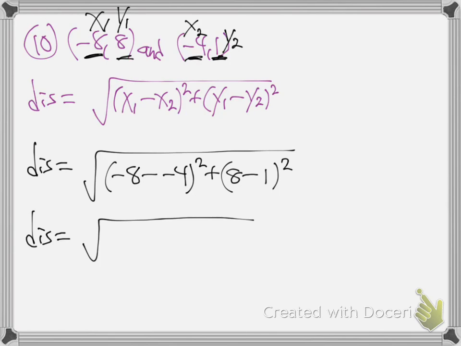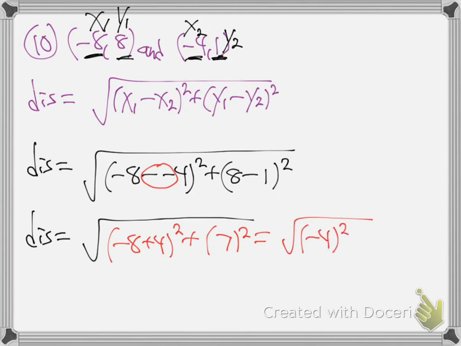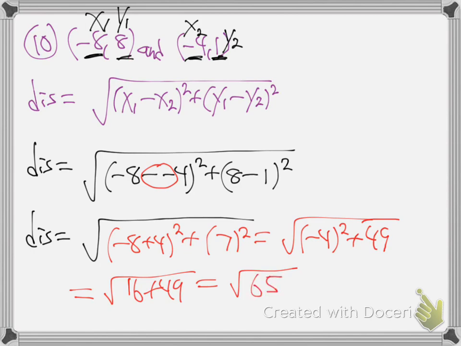Okay, and then double negative here is positive. And this is 7 squared, so that's the square root of what? Minus 4 squared plus 49, which is the square root of 16 plus 49. Square root of 65. There we go.